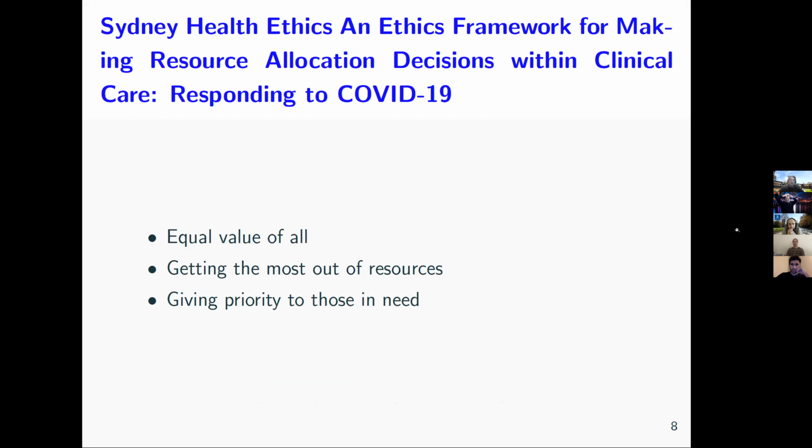So people in medical ethics think quite deeply about this issue, about what are the criteria, what are the principles, and what are the values behind making these allocation decisions. I'm just giving you one particular example, which is quite local. It's the Sydney Health Ethics Framework, which came out last year. And three prominent values which were mentioned in that report include equal value for all, getting the most out of resources, and giving priority to those in need.